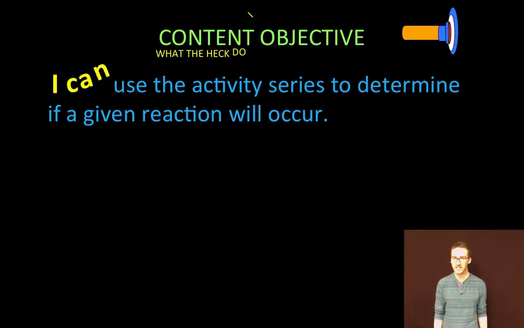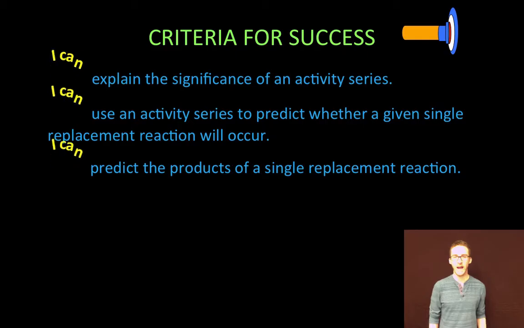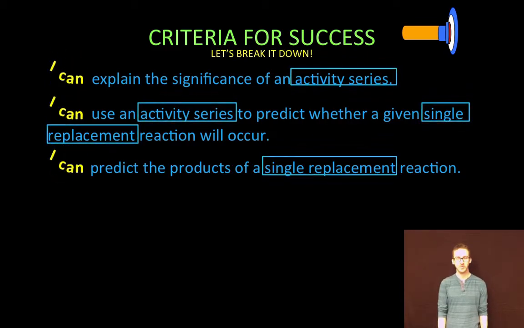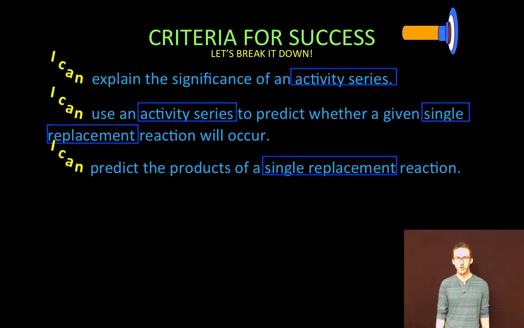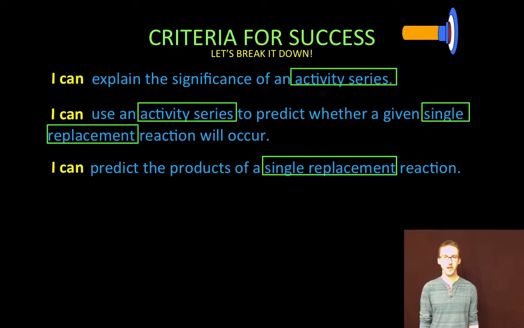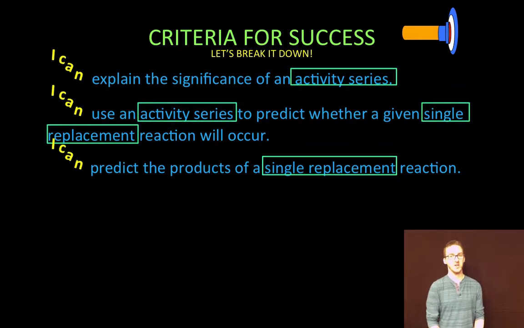What in the heck are we gonna do in this vid? We are going to use the activity series to determine if a given reaction will occur. As always, breaking it down, we are going to: 1. Explain the significance of an activity series. The heck is it? How is it gonna help us? 2. Use an activity series to predict whether a given single replacement reaction will occur. Finally, 3. Predict the products of a single replacement reaction.